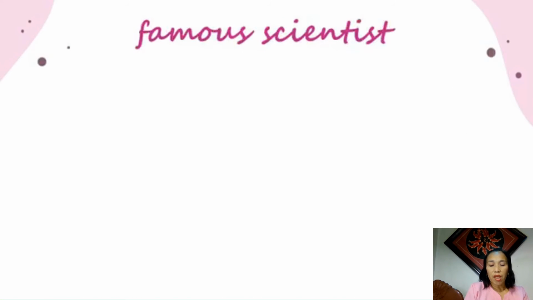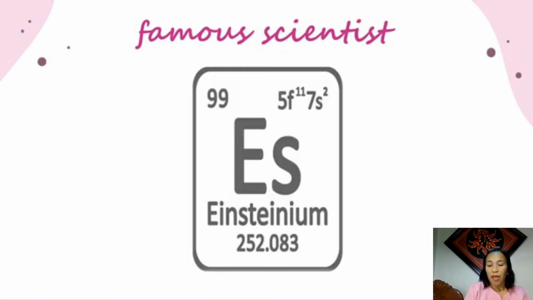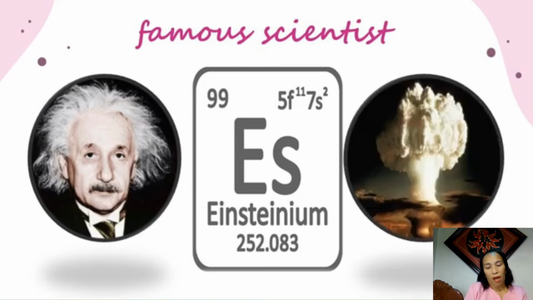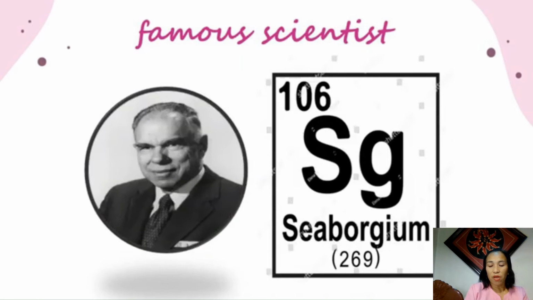Some elements are named after famous scientists, like einsteinium, symbol Es, named for Albert Einstein. According to Chemical, einsteinium was discovered during the examination of the debris from the first hydrogen bomb test in November 1952.